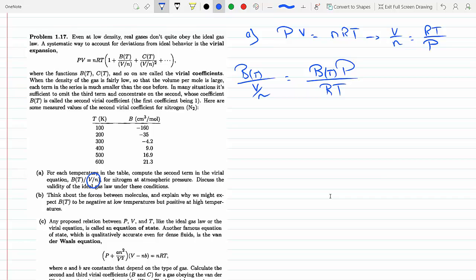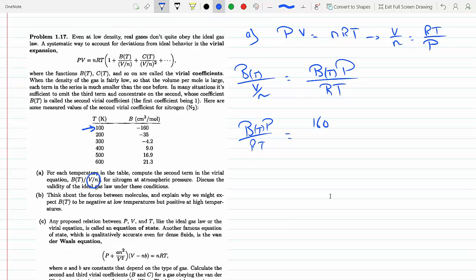I know what the pressure is. This is just atmospheric pressure. I know that B at 100 degrees, so T is 100 degrees, and this is in centimeters cubed per mole. Oh yeah, we have to convert the units. I would have to convert it to meters cubed per mole. And so if I do that, I will get B of T over V over N, or the right hand side, times pressure over RT.